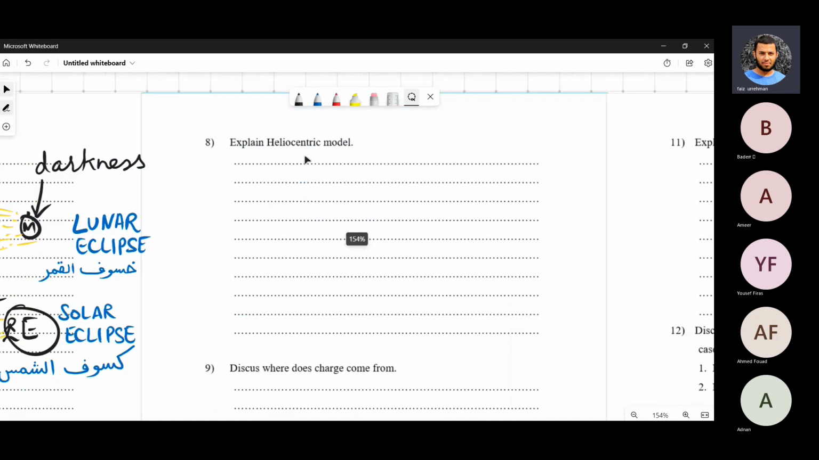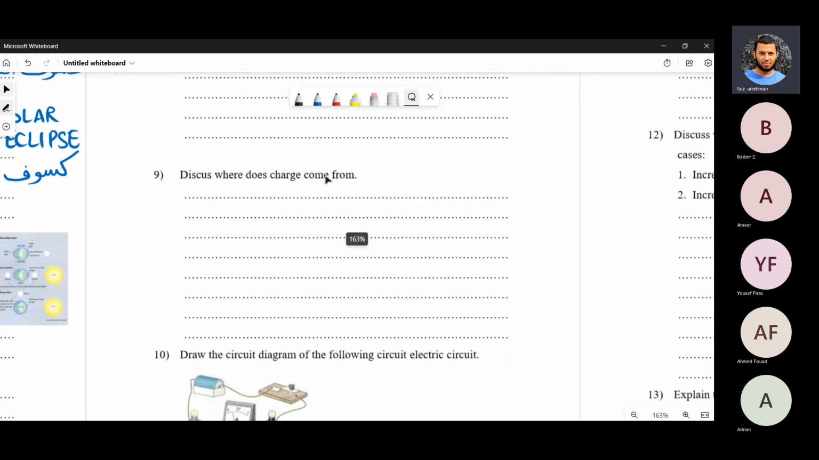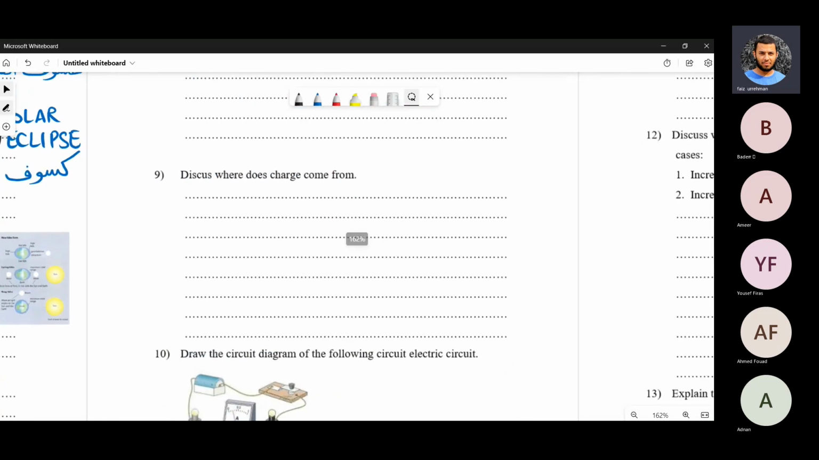Now, heliocentric is asked, I already explained. Now, discuss where does charge come from? Now, how many types of charge are there? You guys already know, positive and negative.